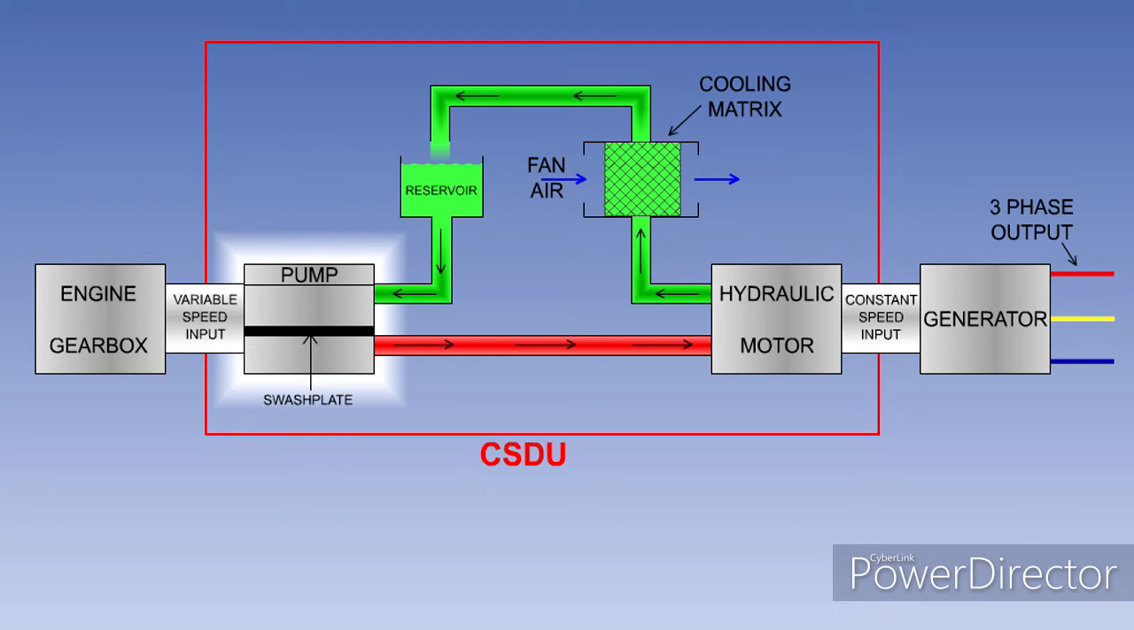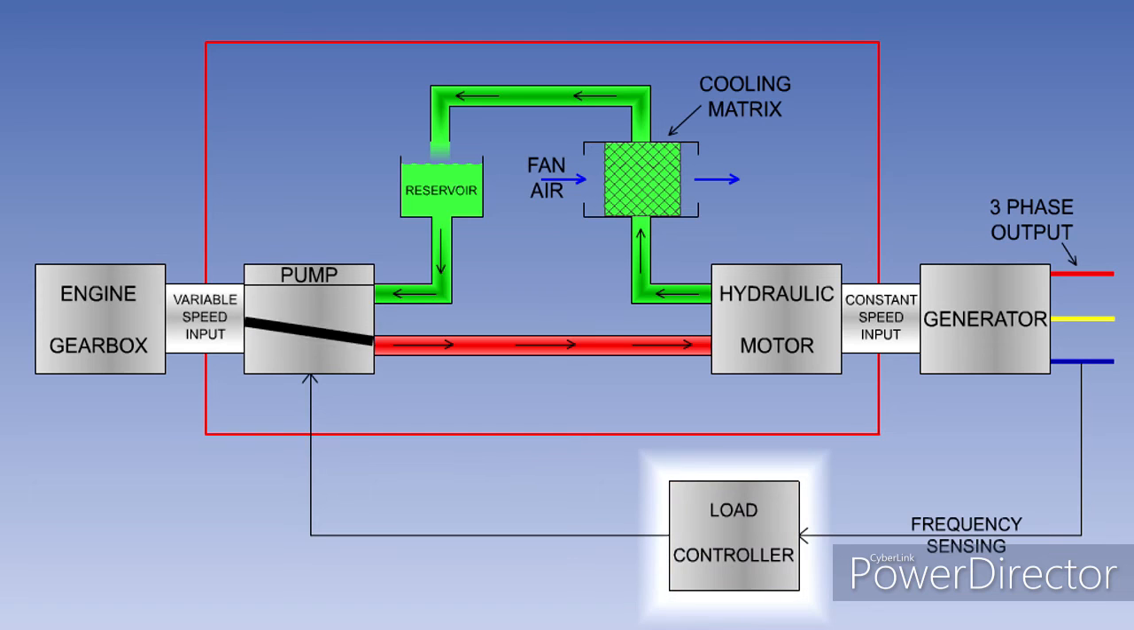The output of the hydraulic pump, and therefore the speed of the hydraulic motor, depends on the angle of a swash plate within the pump. The angle of the swash plate is controlled by a speed governor in the generator's load controller. The load controller senses the output frequency of the generator and is responsible for increasing or decreasing the output of the hydraulic pump to vary the torque output of the hydraulic motor to the generator drive in order to maintain a constant frequency output.